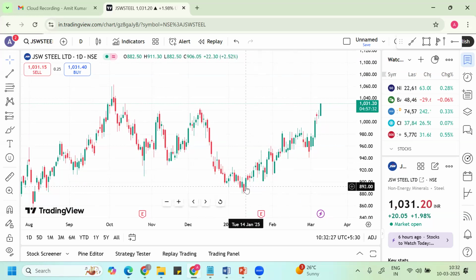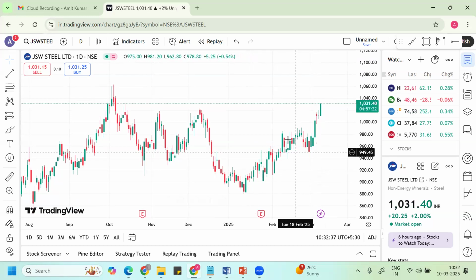You can see, in January, it was somewhere around 890. Today, it is around 1000. So you can see the movement here. At January end, 1 month before, it was around 925. Now it is around 1000 rupees. So you can easily understand it has given more than 11% return within a month.